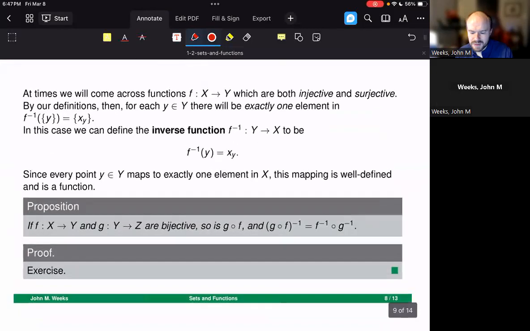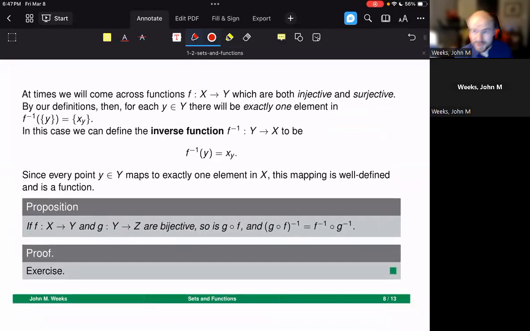At times, we'll come across functions that are both injective and surjective. This is that part that I was telling you about. Injective and surjective together are places in which you can, for each element y in Y, find exactly one element, which is f inverse of the set containing y. And that's going to be just one x value. If that's true for every single y value, then there's actually an inverse function that you can define. That inverse function switches the domain and the codomain. It takes you from y to x instead of from x to y.